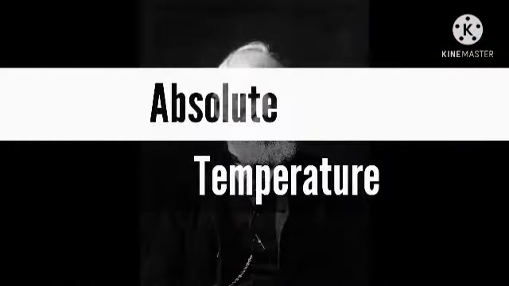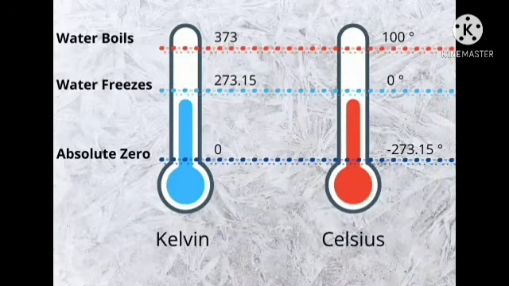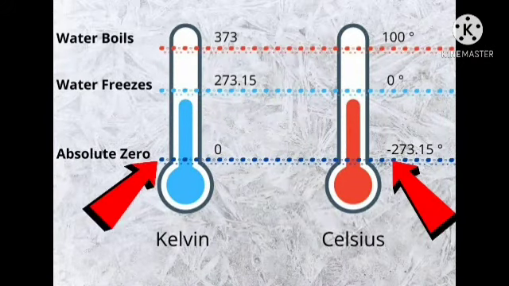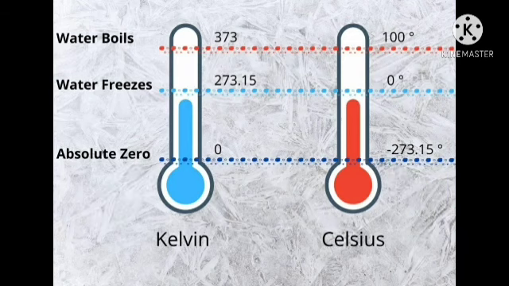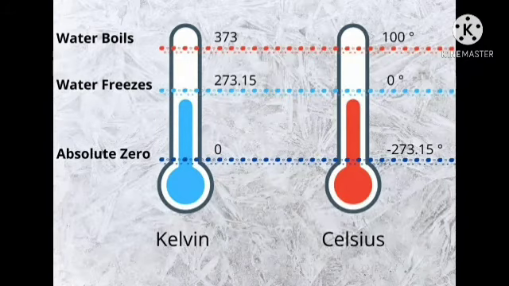Alright, so let's discuss the absolute temperature. If you measure temperature relative to absolute zero, the temperature is an absolute temperature. The most widely used absolute temperature scale is the Kelvin, symbolized with a capital K, which uses Celsius scaled degrees. So absolute zero is 0 Kelvin.